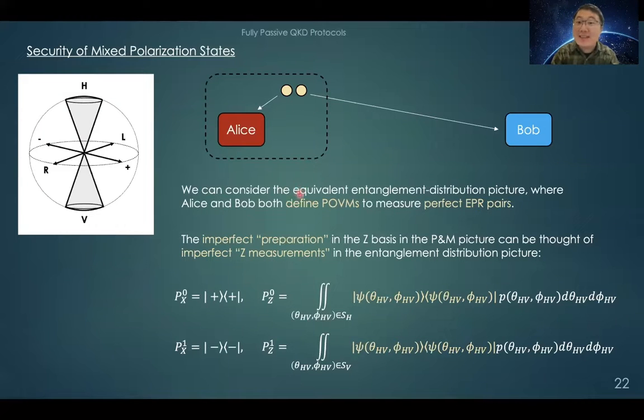We consider the equivalent entanglement distribution picture, where Alice and Bob both define POVMs to measure the incoming EPR pairs. In that way, the imperfect preparation in the Z basis in the prepare-and-measure picture can be thought of as imperfect Z measurements in the entanglement distribution picture. So instead of preparing different Z states, you can think of Alice as making Z measurements, and those measurements themselves have a little bit of wiggle room over your 3D solid angle.